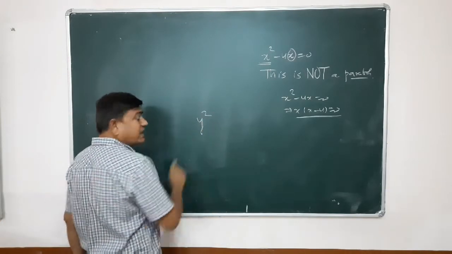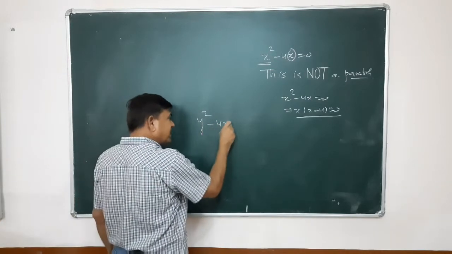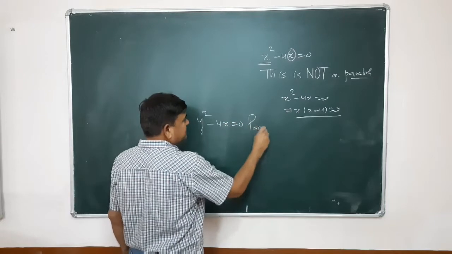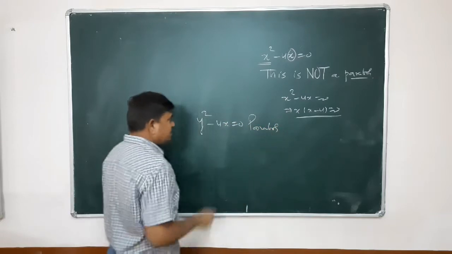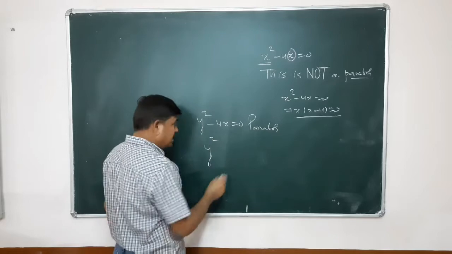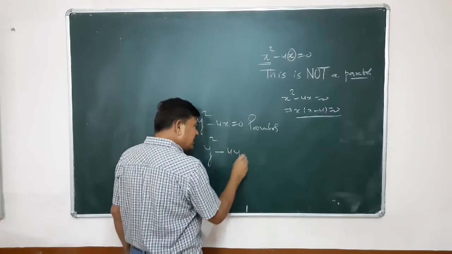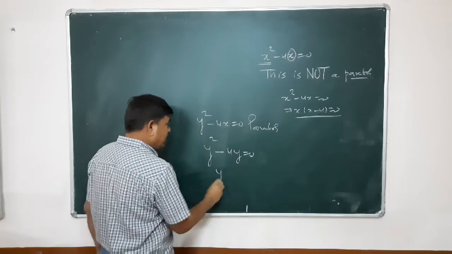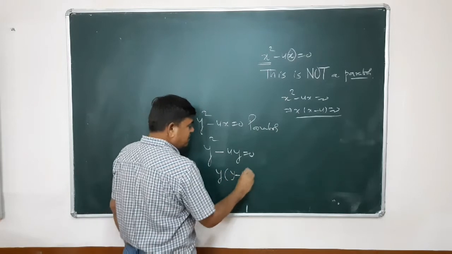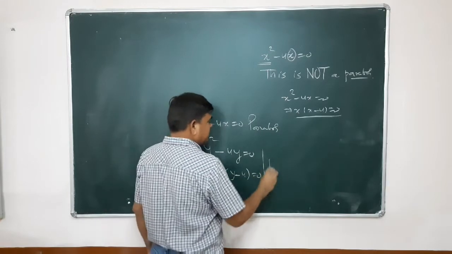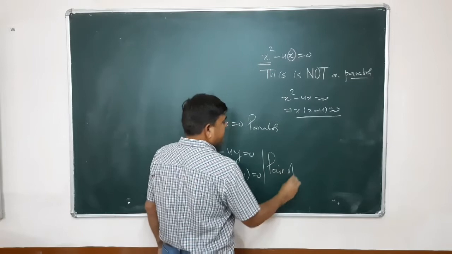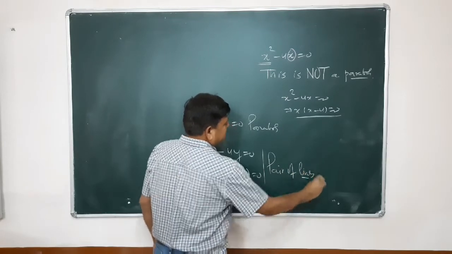Similarly, y square minus 4x equals to 0. Of course, it is a parabola. But if I write y square minus 4y equals to 0, then taking y common, we find y into y minus 4 equals to 0. This is a pair of lines.